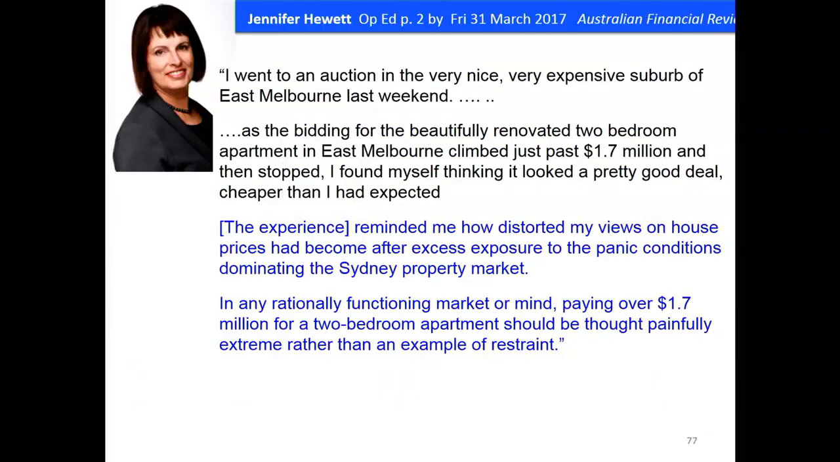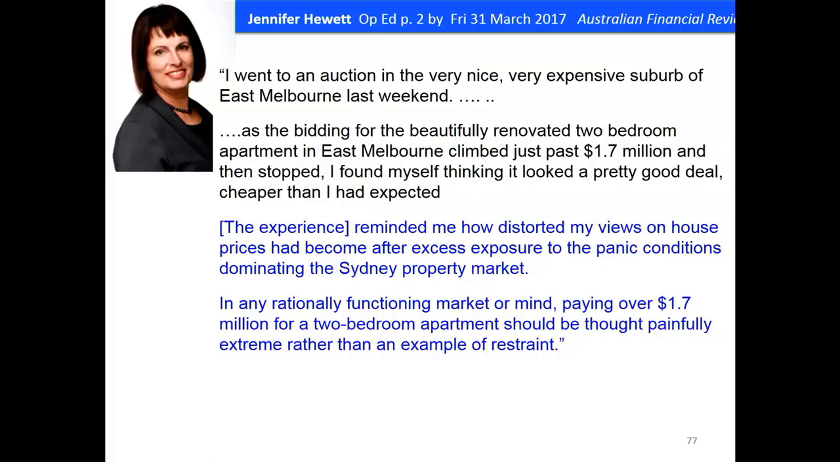To give you an example of this kind of thing, where the narrative and the context matter, Jennifer Hewitt writes an article where she says, I went to an auction in the very nice, expensive suburb of East Melbourne. Now, to put this into context, she's from Sydney, and Sydney prices have been very high for some years. So she goes to Melbourne and says, oh, a 2-bedroom apartment at 1.7 million looks pretty good.